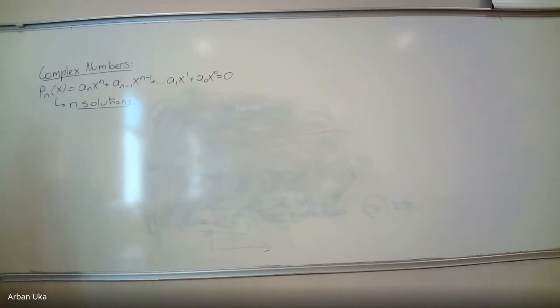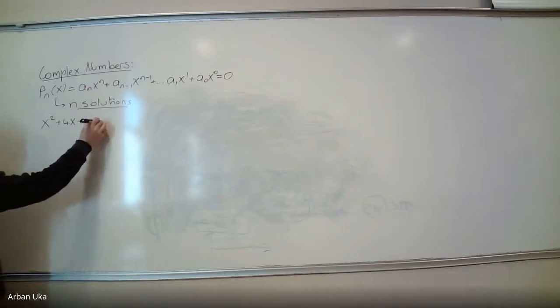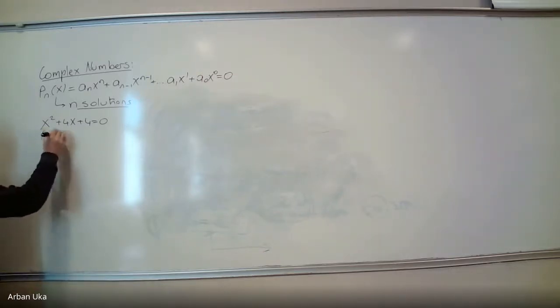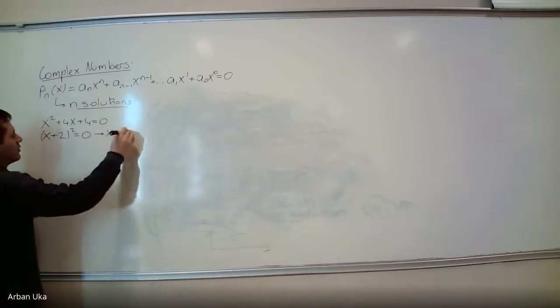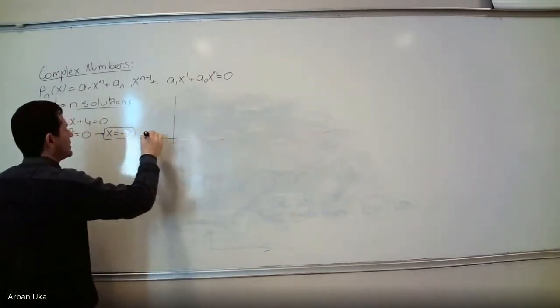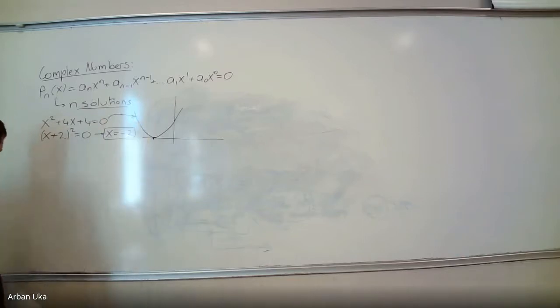Let's give an example. Let's say that we have the following equation: x squared plus 4x plus 4 equal to 0, and we want to find the roots of this polynomial. We can write this as (x plus 2) squared equal to 0. This shows that we have a single root, located at x equal to minus 2. At least we have one, because this graph provides a parabola which is going to look like this. So the graph of this one is right here.